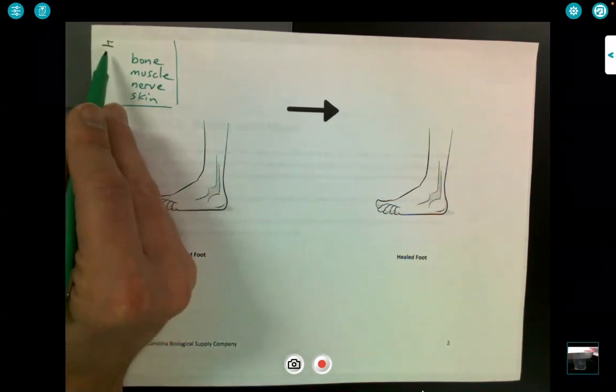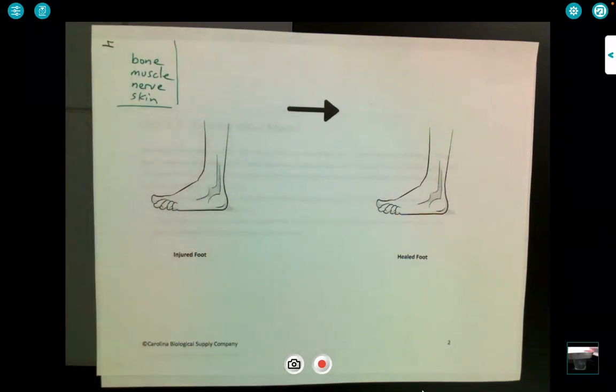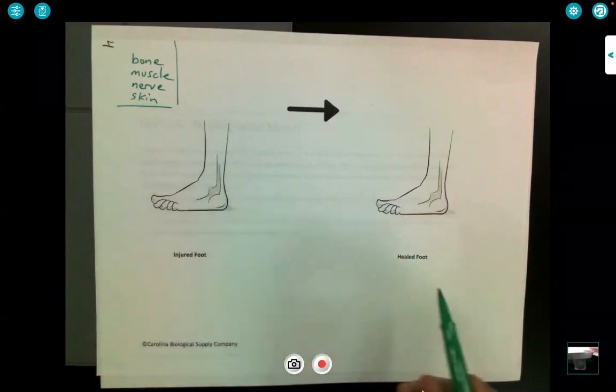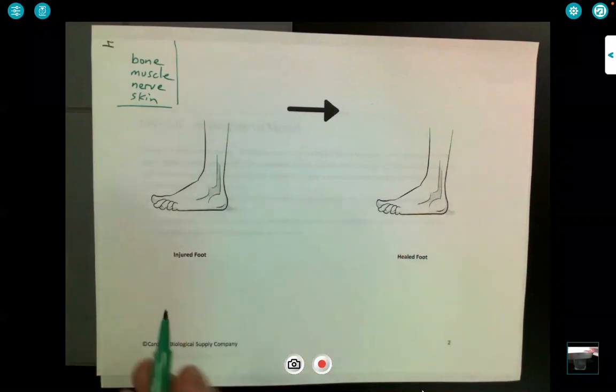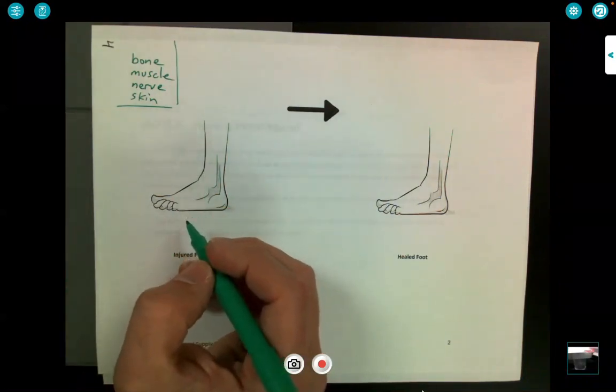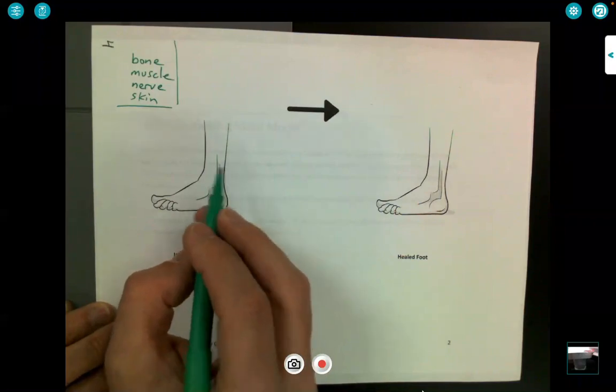On page 4 in your folder, or if you don't have your folder, you can also download the attachment that is called Initial Model. So we want to do two things in this model here. Injured foot's on the left, healed foot's on the right. We want to somehow show what's damaged. I'm not going to fill this out, you can do your own model, but I'm going to give you some tips that we did in class.